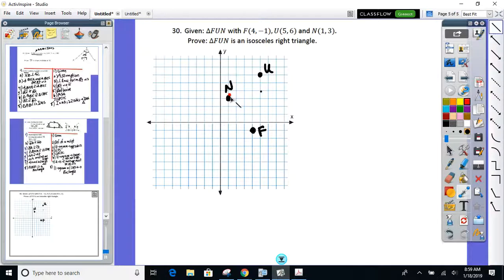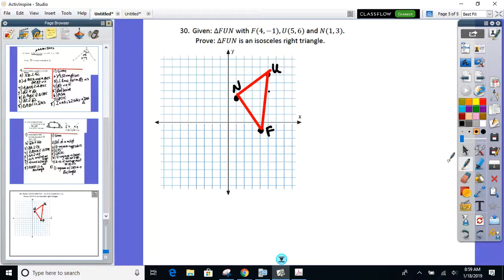Okay, all right, there are 2 parts to this proof. There's showing me it's an isosceles triangle and also a right triangle. Where do you want to start? You want to show it's a right triangle. Then I have to show it has a right angle. What formula do I need to show it's got a right angle? Slopes. It's awesome to graph it because I can probably tell where that right angle is. So I'll find the slope of NU and the slope of NF.